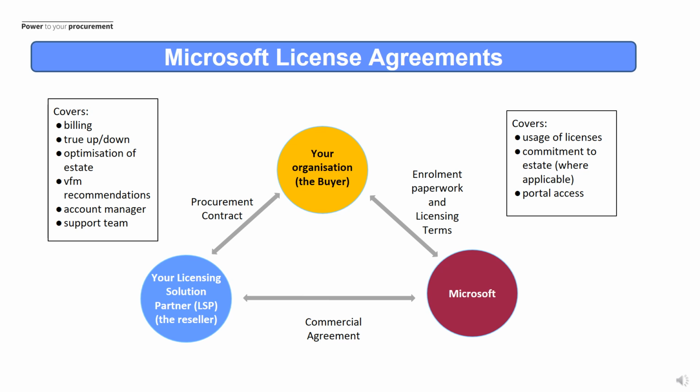Now, the procurement contract with the reseller, the Microsoft LSP, has to be in place first, and they will then help organise your enrolment paperwork with Microsoft. So when you go to tender for your Microsoft licenses, you are going to tender for that procurement contract with your Microsoft LSP. Underpinning those contracts is a commercial agreement that your Microsoft LSP has with Microsoft to enable them to sell Microsoft licenses.